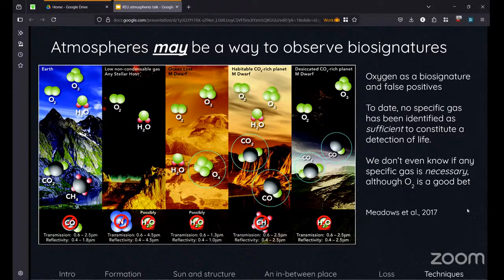So some folks, including Vicki Meadows at University of Washington, have done a lot of work to come up with, okay, if we observe oxygen in an atmosphere and we observe other molecules, which ones indicate it might be a false positive, what might we observe that would tell us it might be a real signal? So there's a lot of work being done here, including with other molecules I'm not going to talk about. But overall, so far, we have no particular gas in an atmosphere where if we observed it, we would say that's definitely life. There's no sufficient gas yet identified.